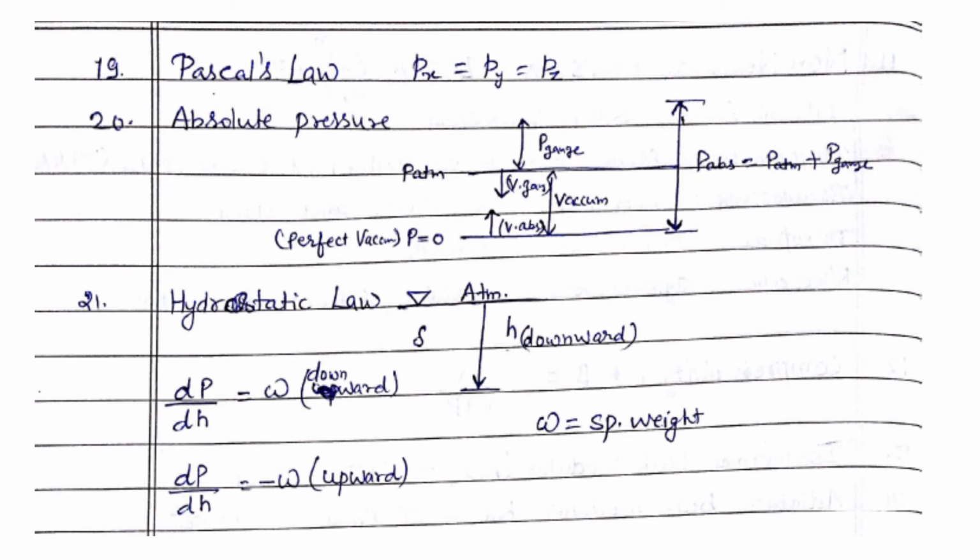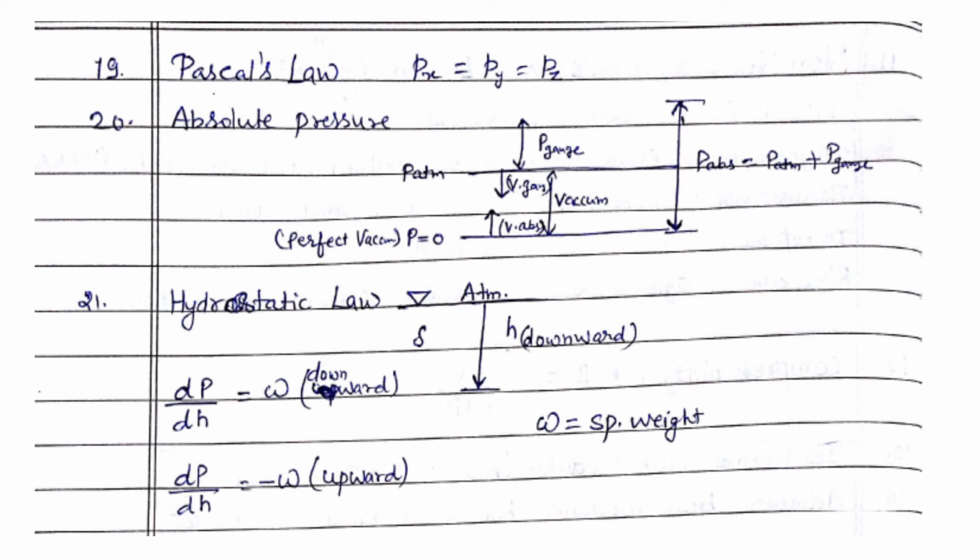Now the measurement of pressure. All pressure measured from the perfect vacuum is known as absolute pressure. We have an atmospheric pressure line, that is our reference line. All pressures measured above this atmospheric pressure are known as gauge pressure, whereas pressure below atmospheric pressure is known as vacuum pressure. If I want to calculate the absolute pressure in case of gauge pressure, then absolute pressure will be atmospheric pressure plus gauge pressure. If vacuum is there, then atmospheric pressure minus vacuum.